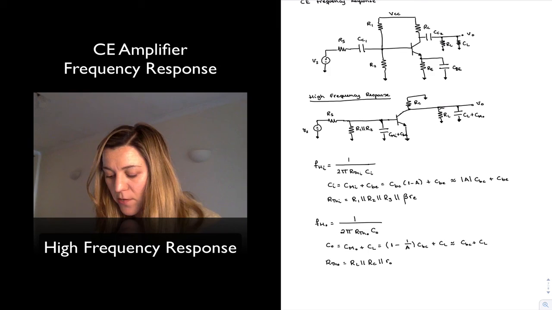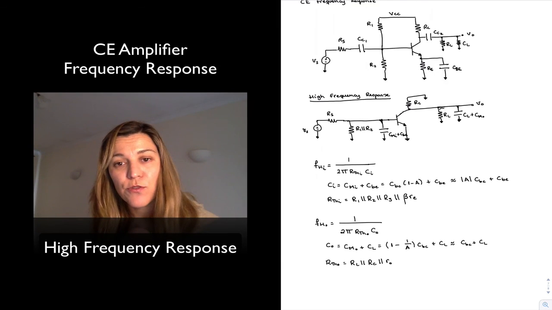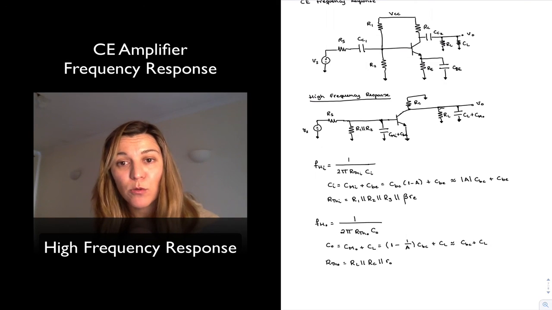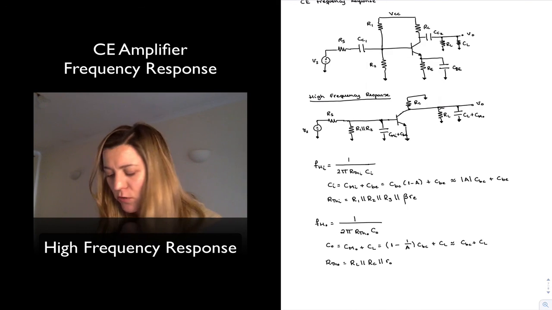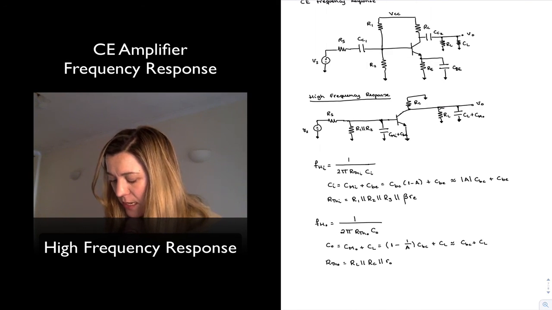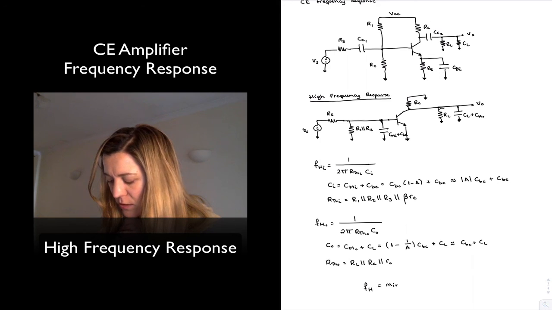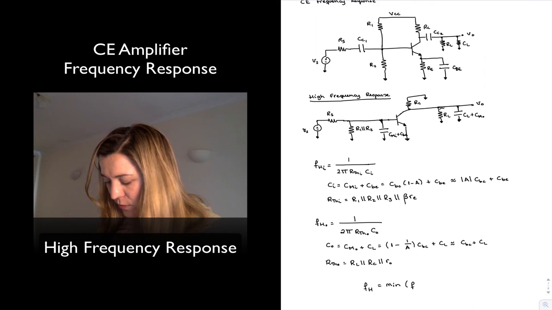And then I have two values for the two frequencies where I have my two poles, the one introduced by the input capacitance, the one introduced by the output capacitance, and I can consider my overall FH to be equal to the lowest or the minimum between the two, FHI, FHO.